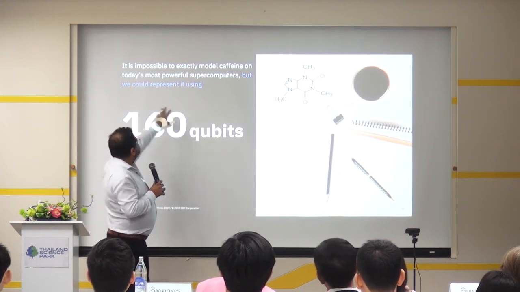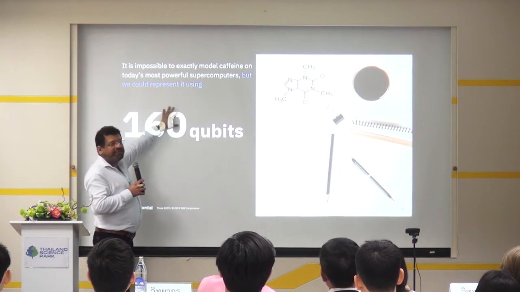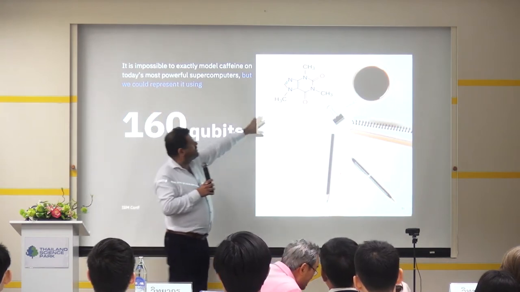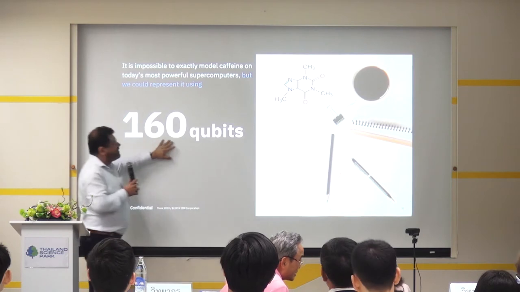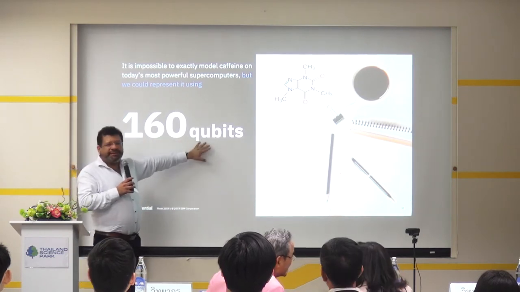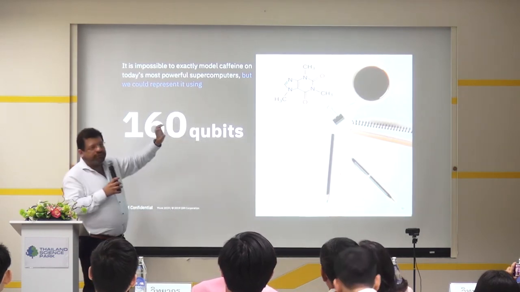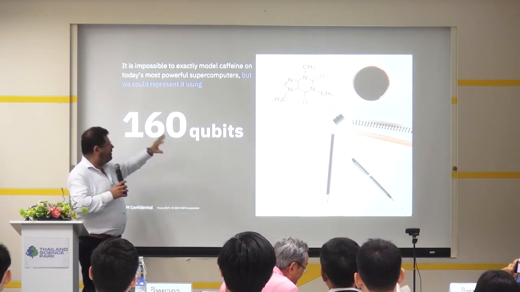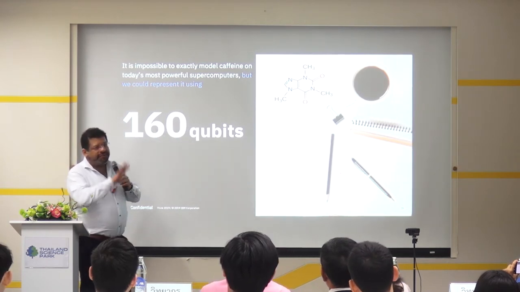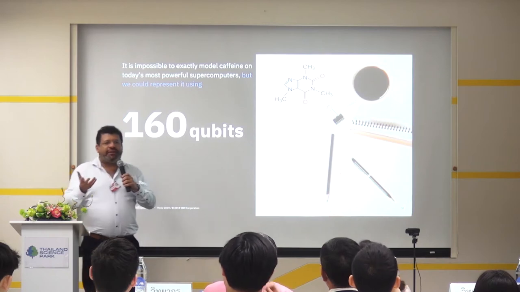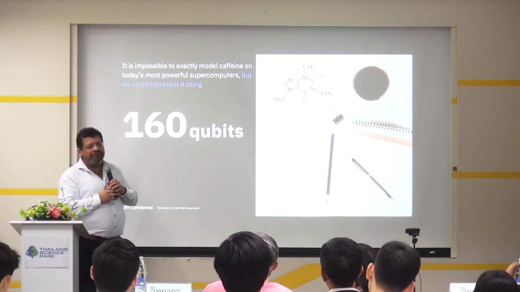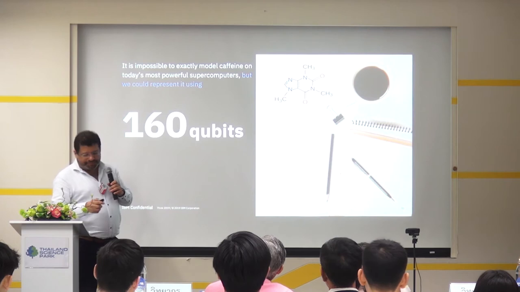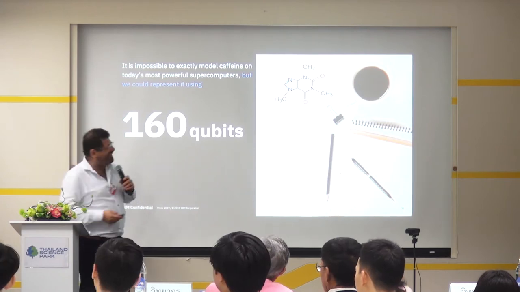So to be able to represent, not model, but represent one molecule of caffeine, which you can see here, you'll need about 160 qubits. Qubits are quantum bits, right? So if I want to be able to just represent one molecule of caffeine, this is how many qubits I'll need. Does anybody want to take a guess as to how many bits it would take to represent one molecule of caffeine? Any guess?